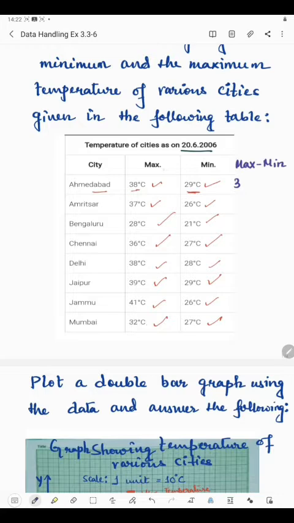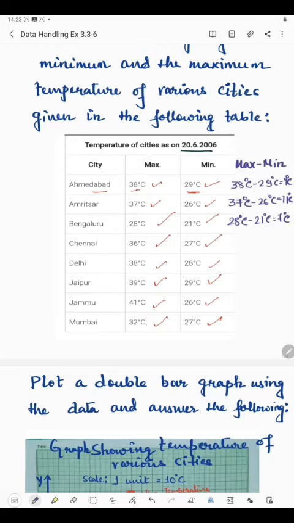the difference between maximum and minimum temperature in Ahmedabad is 38 degrees Celsius minus 29 degrees Celsius. So it's 9 degrees Celsius. Then in Amritsar 37 degrees Celsius minus 26 degrees Celsius. So 7 minus 6 is 1, 3 minus 2 is 1. So it's 11 degrees Celsius. In Bangalore 28 degrees Celsius minus 21 degrees Celsius.